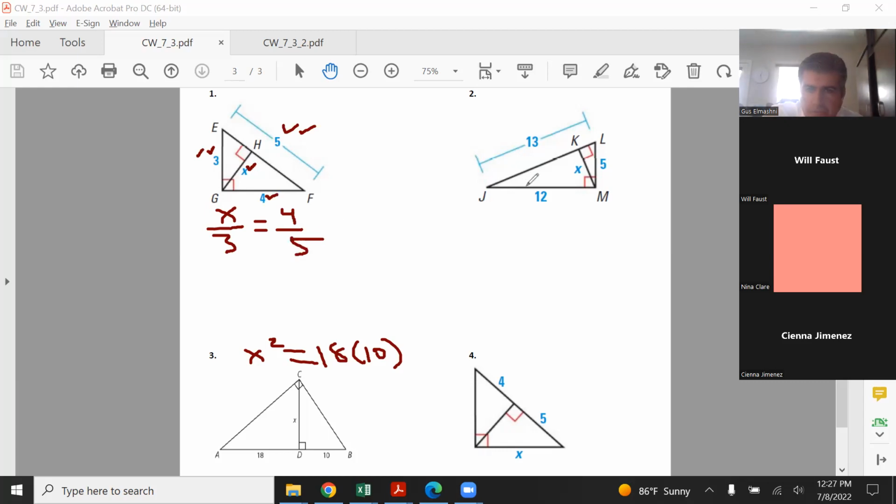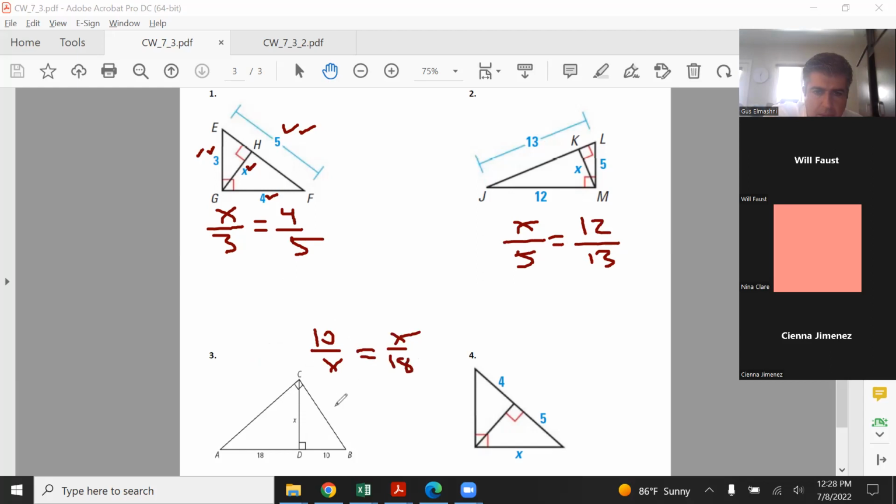Or here, you could say this big leg to that hypotenuse, x over 5, equals this big leg to that hypotenuse, 12 over 13. The reason why I was able to do that for number 3 so easily is that really you're saying small leg to big leg, 10 over x, equals x over 18. And that's why you get x squared equals 10 times 18.